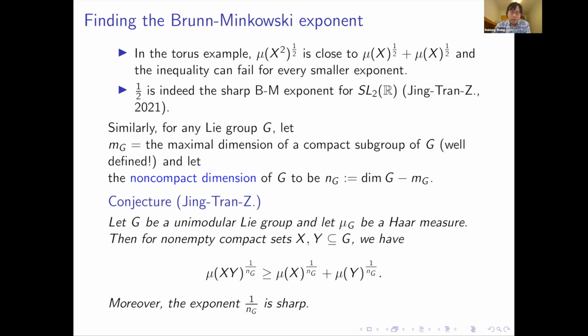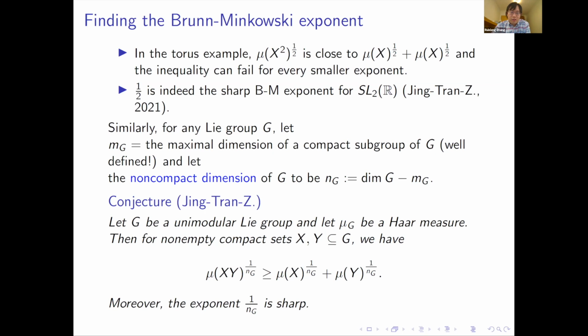For any Lie group G, we're interested in its subgroups as Lie groups as well. So we can define the following quantity. We define M of G to be the maximal dimension of the compact subgroups of G. This is well defined: if G is connected, there's a result saying that all the maximal compacts are conjugate, so you can certainly find it. When G is not connected, you just look at connected components. This is our terminology in our paper. We define the non-compact dimension of G to be the dimension of G minus M of G. This is what we call the non-compact dimension.